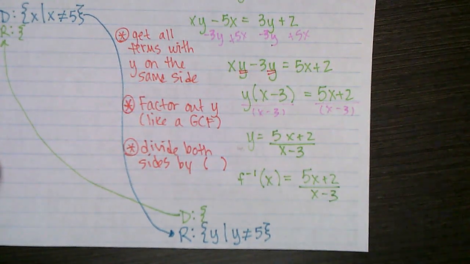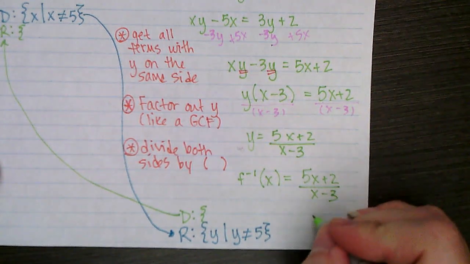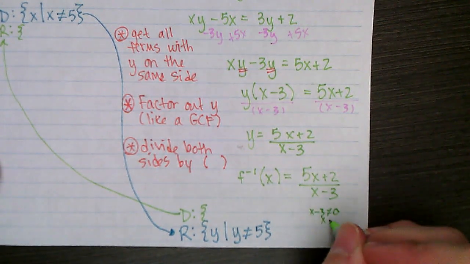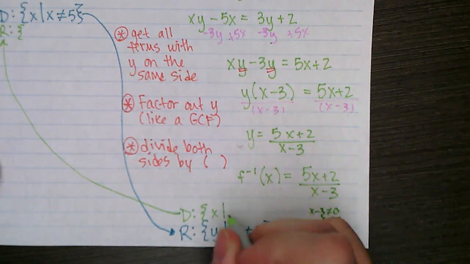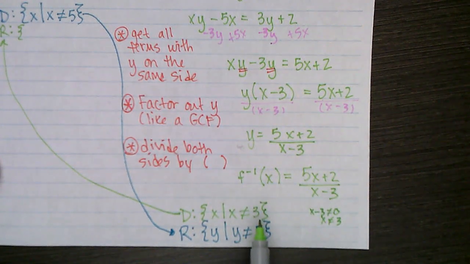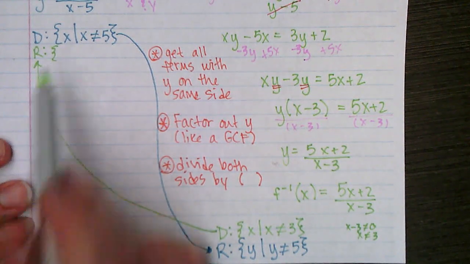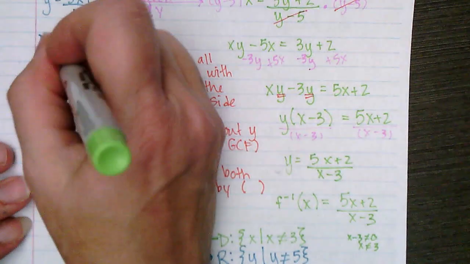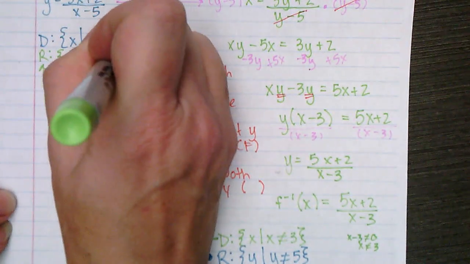And now we can pretty easily get the domain. Remember, you would set the denominator not equal to 0. So we would get that x cannot equal 3. So that will be our domain, x such that x cannot equal 3. And then remember that that little tidbit also tells us our range for the original function, except range is y values. So our range would be y such that y cannot equal 3.